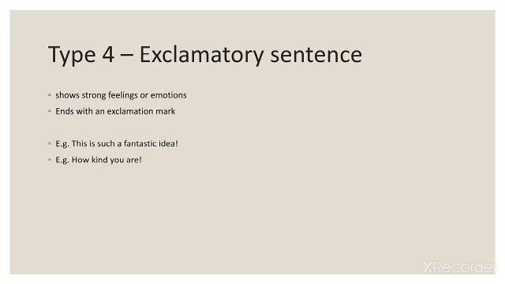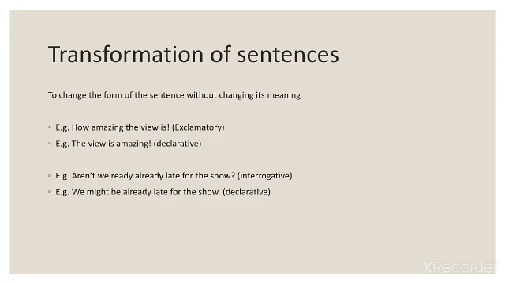Now we'll look into transformation of sentences. To transform a sentence is to change the form of the sentence without changing its meaning. Example, how amazing the view is. So this is an exclamatory sentence. When you transform or change the same into declarative, this is what we get. The view is amazing.